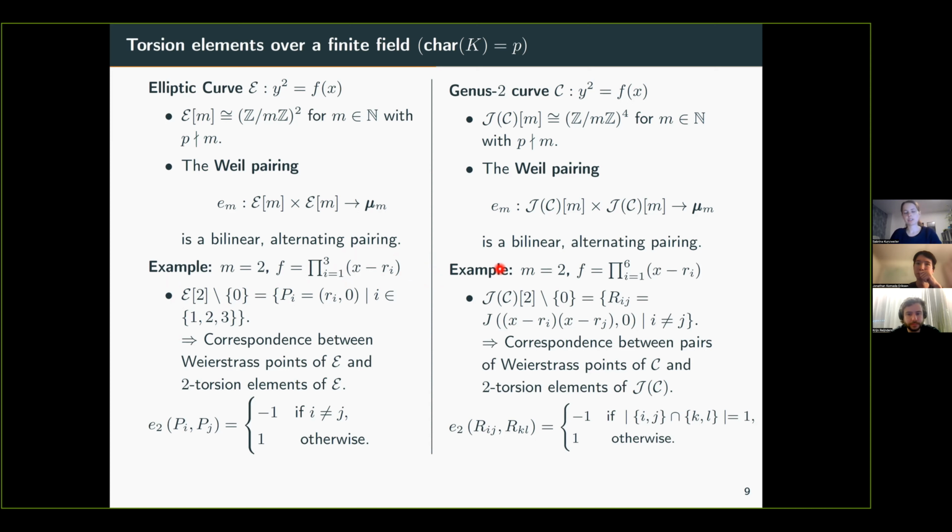And now if we go to the genus 2 setting, if you remember, elements of the Jacobian now correspond to pairs of points on the curve itself. And so a 2 torsion element of the Jacobian corresponds to a pair of 2 Weierstrass points. And in the Mumford representation, that means that the 2 torsion elements are of the form x minus r_i times x minus r_j, where this is the A polynomial somehow.